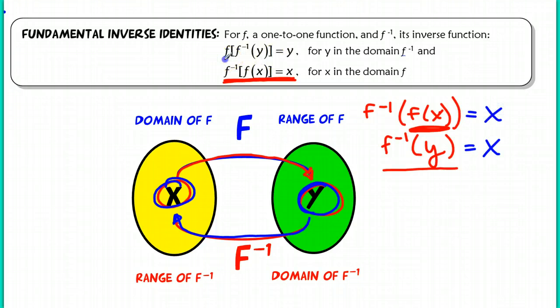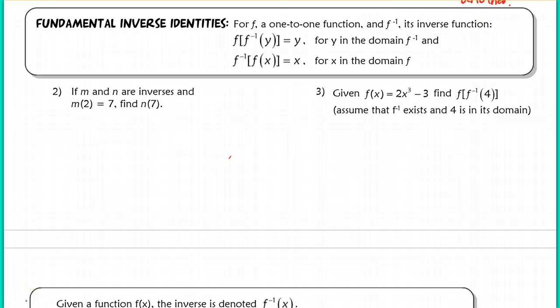And of course you could start it the other direction too. You can start with f inverse of y and go this way and then come right back to it. Okay, so let's use that idea here, and those identities, in order to solve problems 2 and 3. Okay, so problem number 2 says that m and n are inverses. So I just want to draw the mapping really quick to, again, give you that visual.